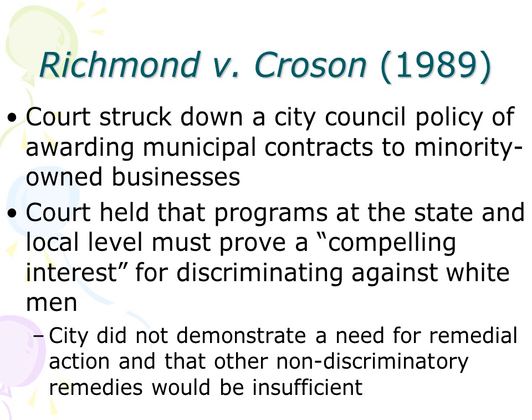1989, we had Richmond versus Croson. In this case, the court struck down a city council policy. So again, not exactly the state itself, but a state actor in that it's a government actor. So this city council's policy said that they are going to award municipal contracts, so contracts that the city council engages in, to minority-owned businesses. And the court said that programs at the state and local level have to provide a compelling interest. Again, we're still at strict scrutiny because it has to do with race. And if you're going to discriminate against white men by not allowing them to receive or be awarded these municipal contracts, then you've got to pass that strict scrutiny test.